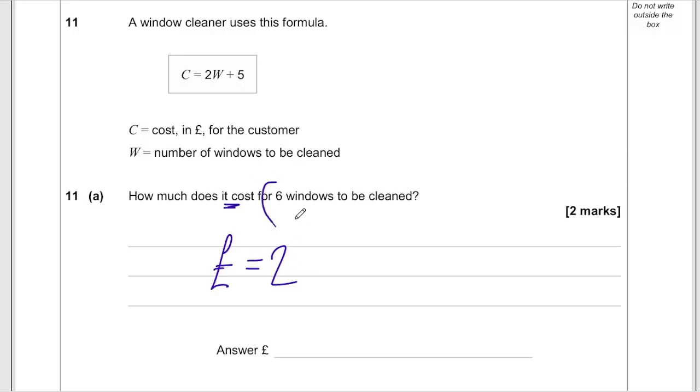for 6 windows to be cleaned, using C equals 2 times W plus 5? So all we're going to do is multiply that out. 2 times 6 is 12. 12 plus 5 is £17.